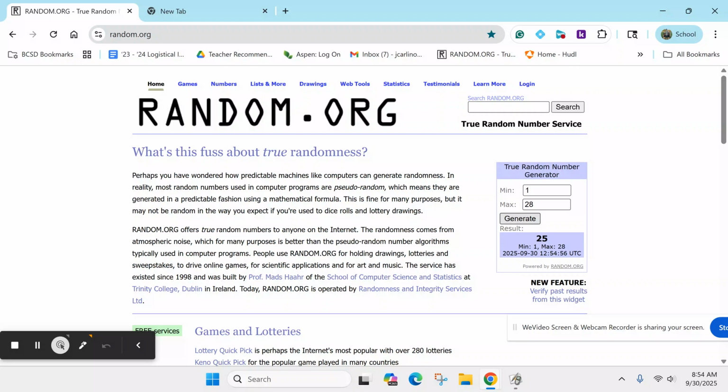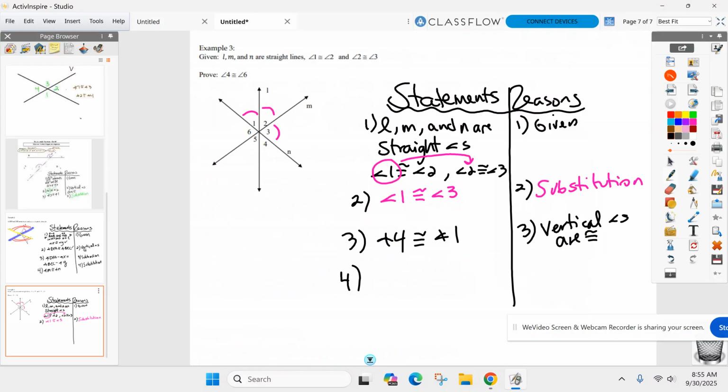Let's try that again. Sloan, you wanted it. 1 and 3, 4 and 1. 4 and 3. 4 and 3 are now equal. Yes. What did you do to find that? Substitution again. We got a couple substitutions in this proof, huh? Again, we took angle 4 and substituted it in for angle 1. All right, we got 4 cleared.